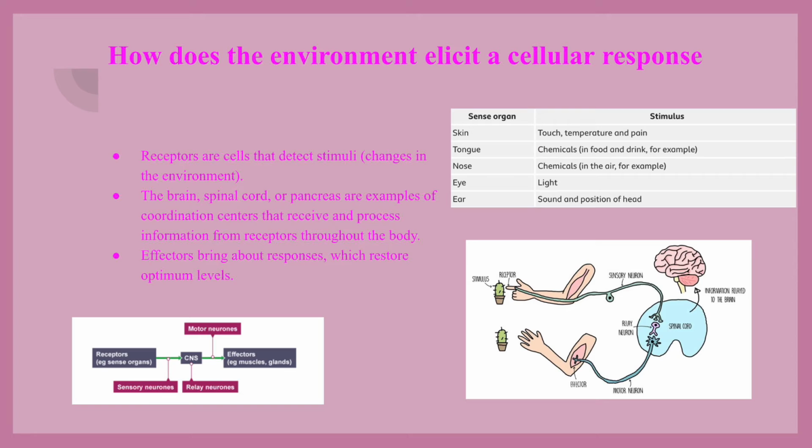In this image, the skin organ detects pain when the hand touches the cactus. The signal of pain is sent to the central nervous system through sensory neurons. The relay neurons in the central nervous system then send a message to the motor neurons, which send a signal to the muscle of the arm to move the hand from the cactus, which is the effector.